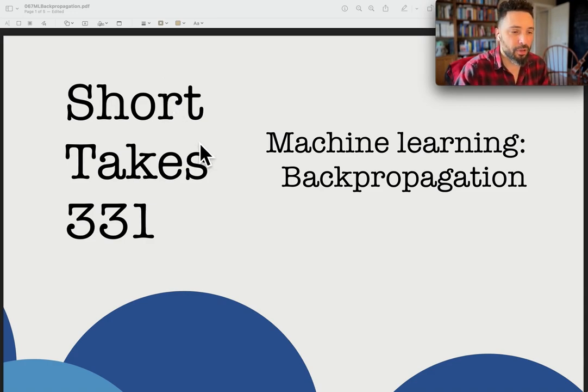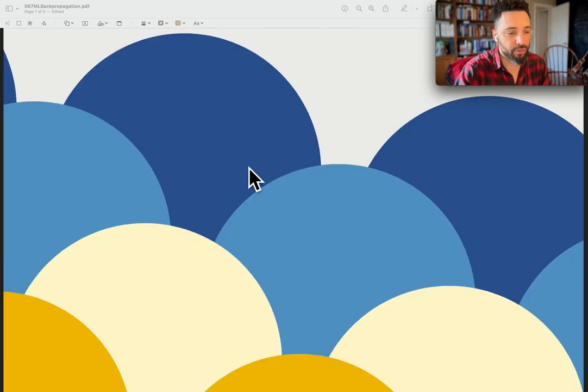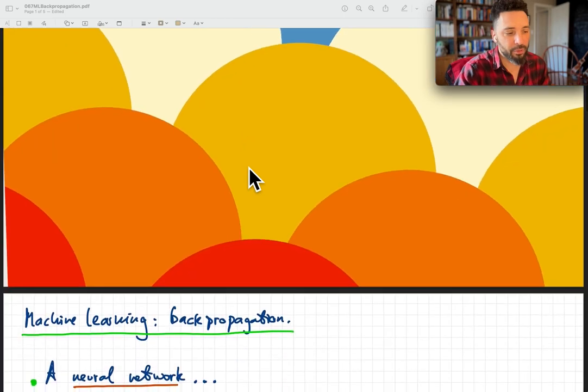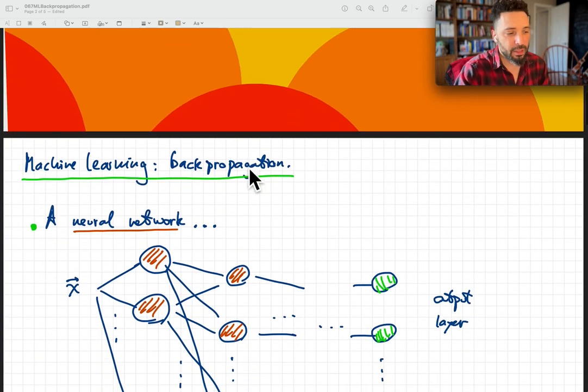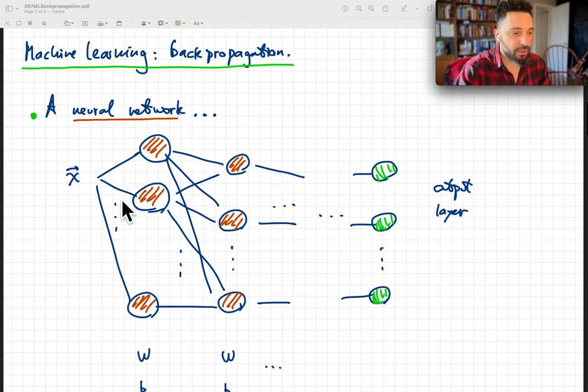Today we continue our discussion of machine learning and we're going to talk about something called backpropagation. So over the last couple of videos we started talking about machine learning and we're thinking then of a neural network as something that looks like this.